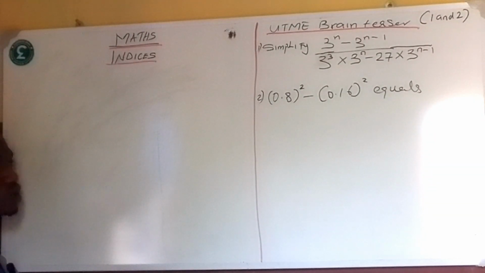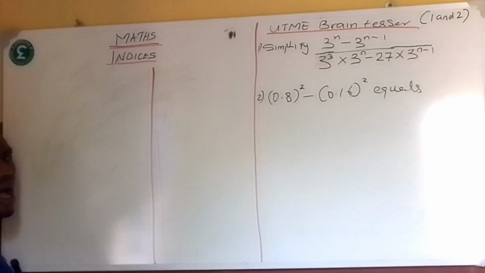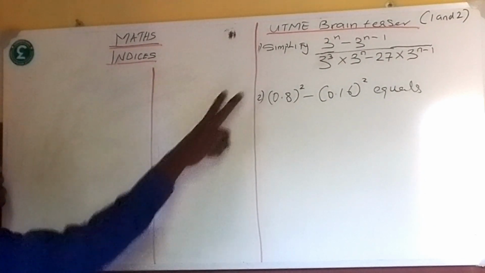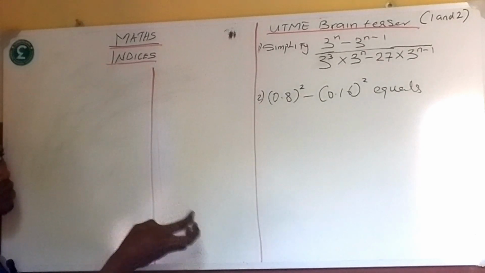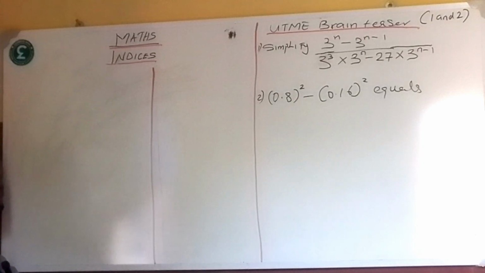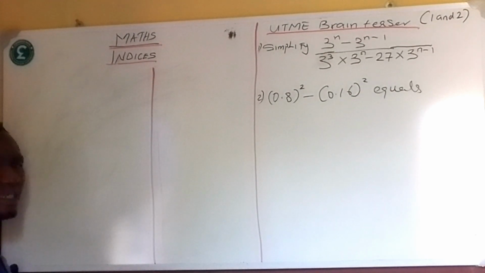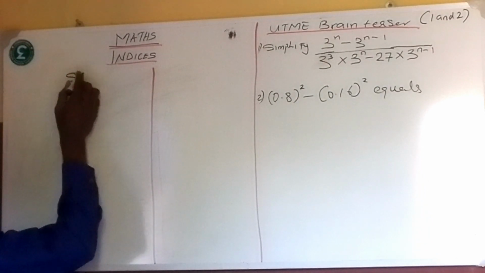Hi there, we are told to solve this mass UTME question. What do we do when we have this nature of question? What we're going to do is take the question step by step. There are three important rules of indices that we're going to be applying here: the rule of multiplication, the rule of division, and the rule of negative index power. Now, let's look at the solution.